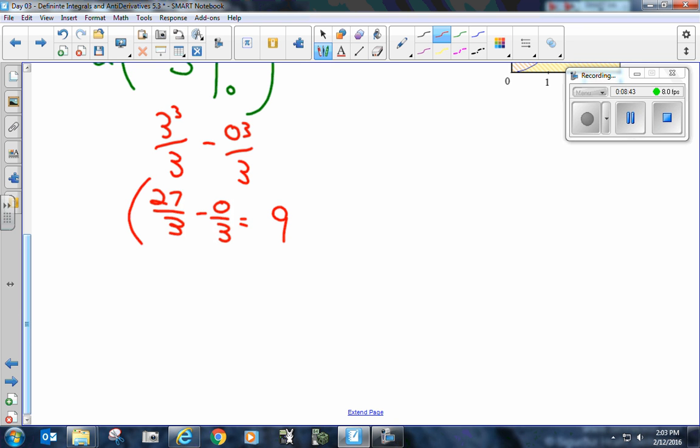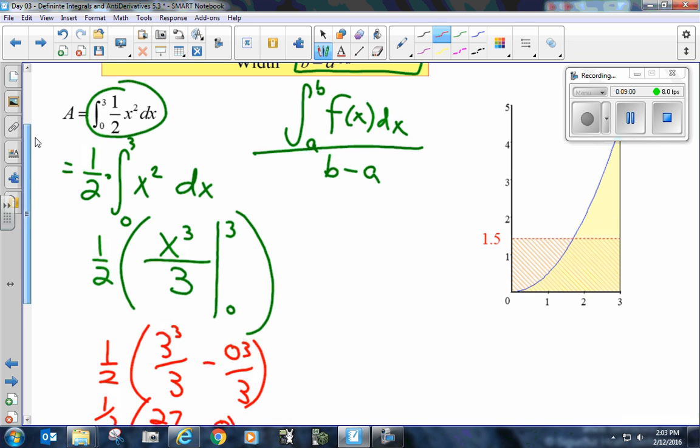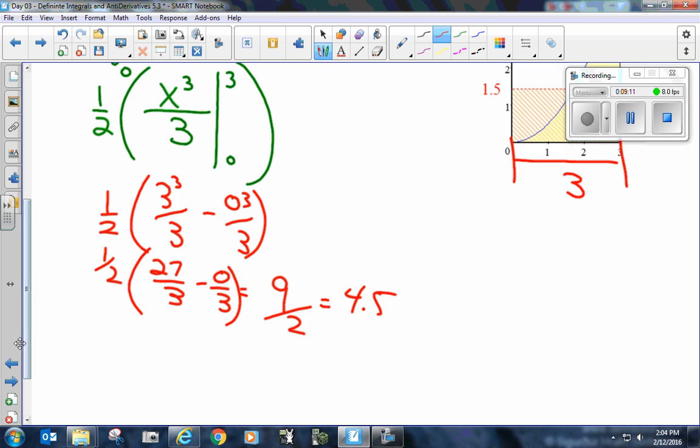But I still, I can't just forget that. Which you have to equal 4.5. Okay? So that's the area under the curve. But what if I want the average? What's the width of my intervals from here to here? It's 3. You see what I'm doing? I'm still going to multiply my 9 by 1/2, which is 9/2.